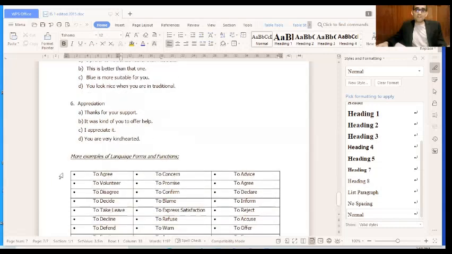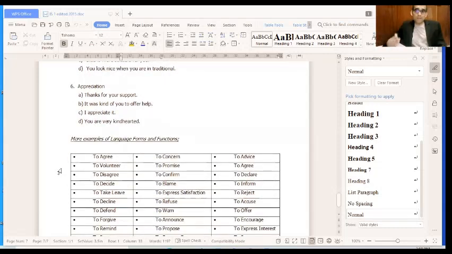So the next example, the function of language form and function is appreciation. So the examples you can use are, thanks for your support. It was kind of you to offer help. I appreciate it. You are very kind-hearted. So these are the statements that you can use for the function appreciation.